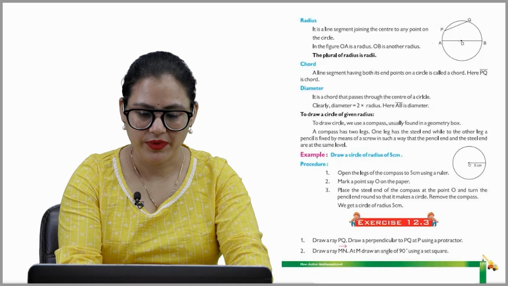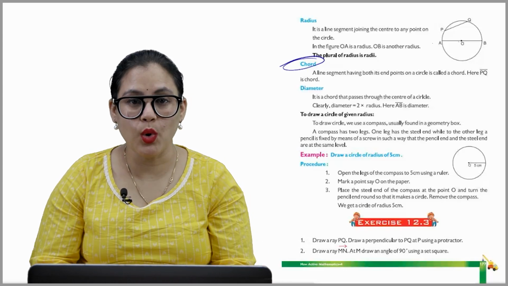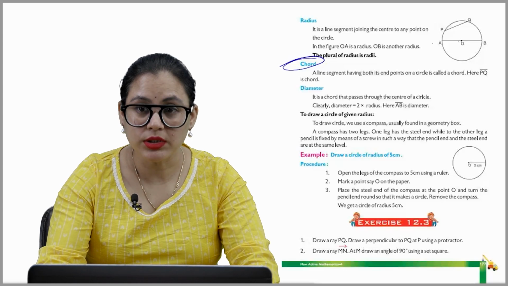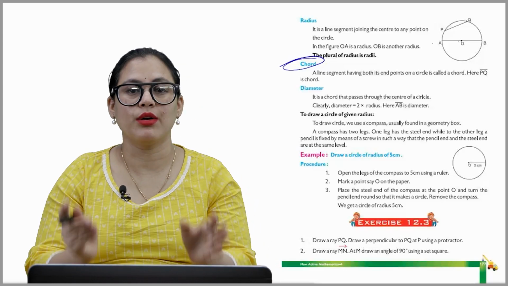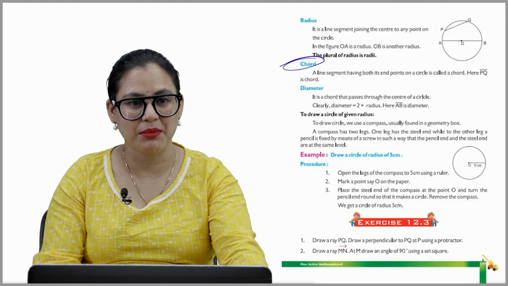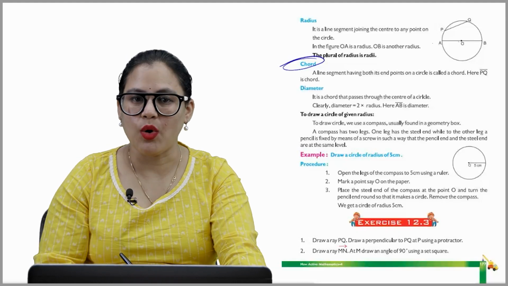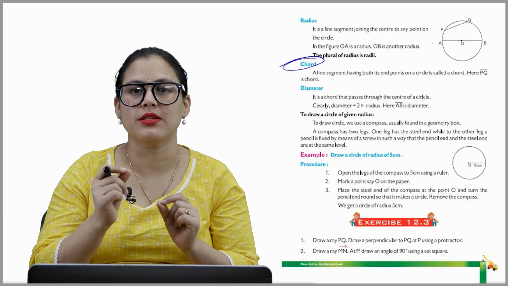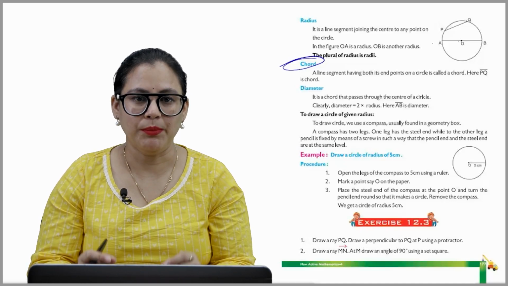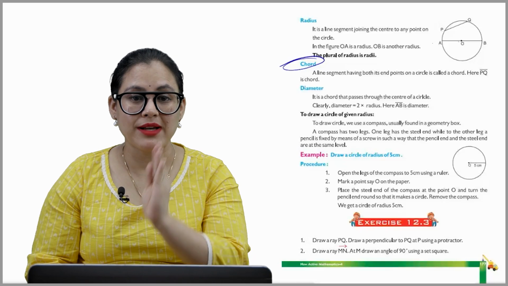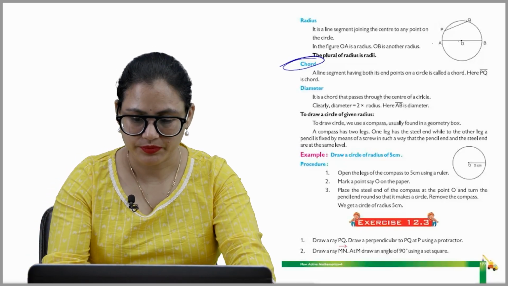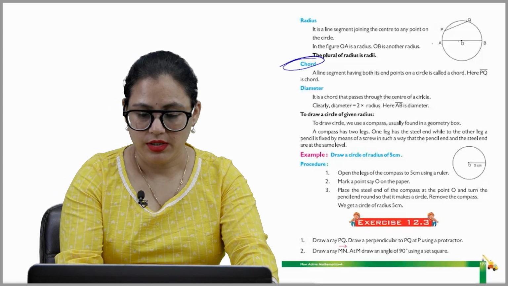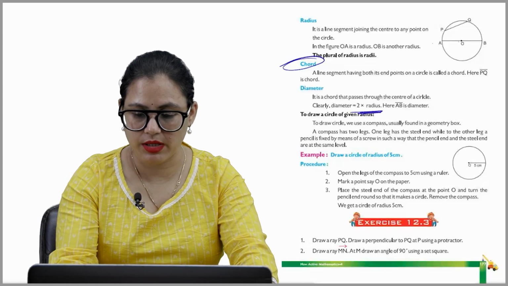Now, chord. A line segment having both its endpoints on a circle is called a chord. Here, you can see PQ. Both the points of this line segment are on the circle, therefore, it is a chord. Diameter. It is a chord that passes through the center of the circle. Being a chord means its 2 points will lie on the circle, but the difference is that it passes through the center of the circle. So clearly, see, AB is a diameter and diameter is double of radius. So AB here is a diameter.